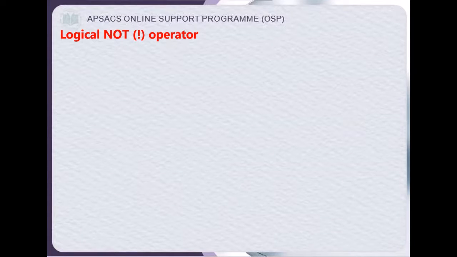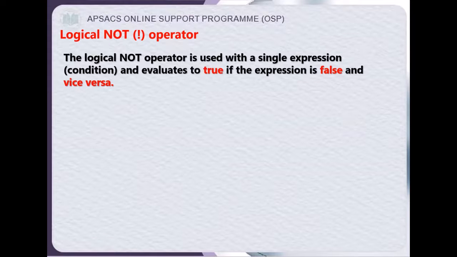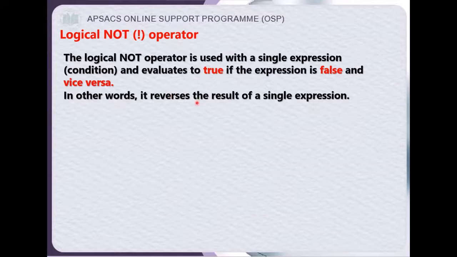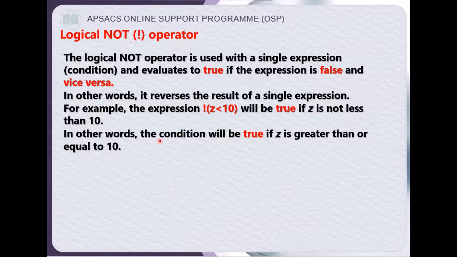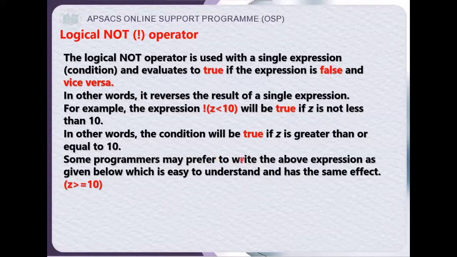Logical NOT operator. The logical NOT operator is used with a single expression or condition and evaluates to true if the expression is false and vice versa. In other words, it reverses the result of a single expression. For example, the expression not z less than 10 will be true if z is not less than 10. In other words, the condition will be true if z is greater than or equal to 10. Some programmers may prefer to write the above expression as given below, which is easy to understand and has the same effect: z greater than or equal to 10.